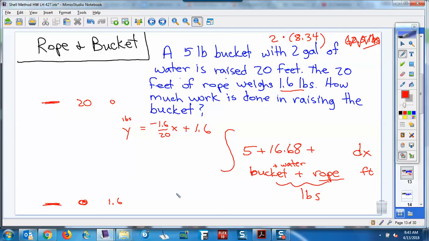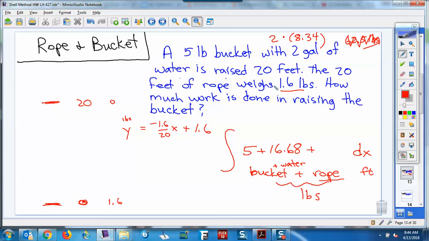If it's halfway, at 10 feet, it should be 0.8, right? Well, you put a 10 in here, sure enough, 10, cancel that, that'd be negative 0.8 plus 1.6, that'd be 0.8. So at any x value, again, it's up and down. These are our x values. It's kind of backwards. But using x as our distance, this would give us the weight of the rope that we have, our pounds. Basically this is your pounds per foot.